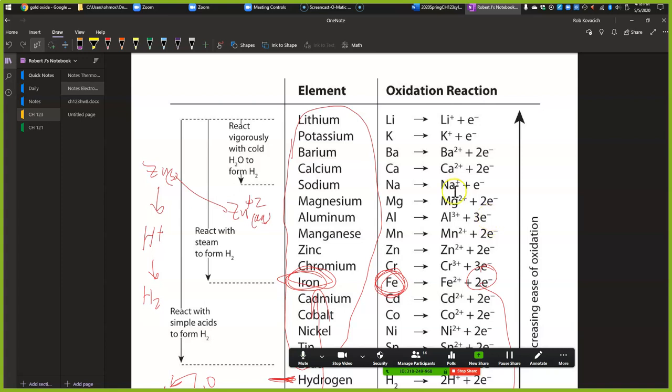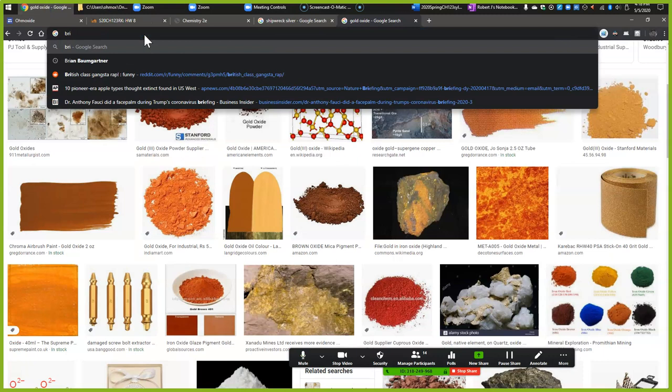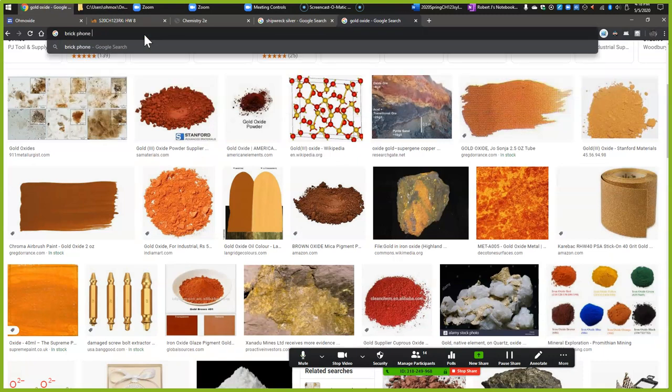What kind of batteries did they have in the brick phones? Nickel cadmium. Wasn't it nickel cadmium? Yeah.